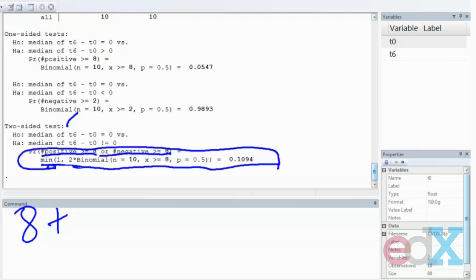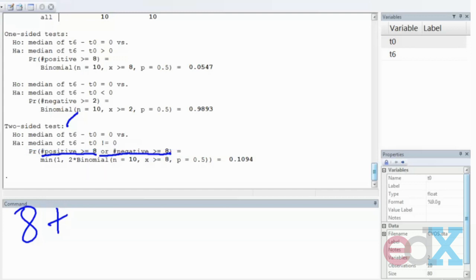And remember, from a couple weeks ago, we learned how to calculate these values in Stata. And Stata obviously does it for us and gives us a p-value of 0.1094. Thus, if we use an alpha of 0.05, we will fail to reject the null hypothesis and conclude that we do not find evidence that median central venous oxygen saturation is different at admission and 6 hours after admission to the ICU.